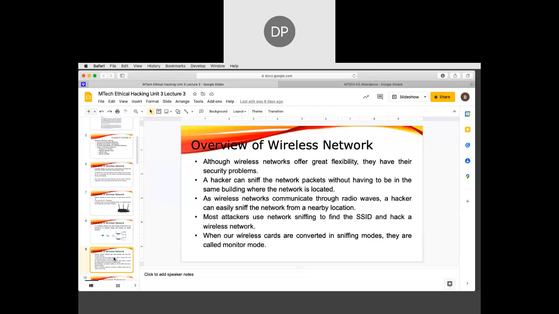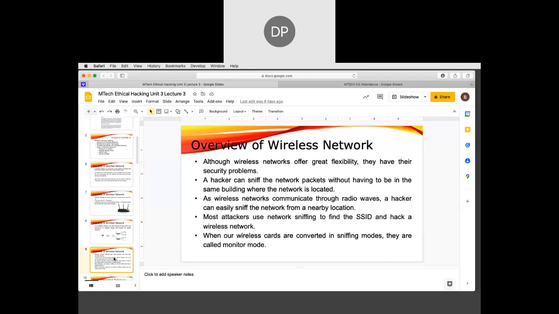So, overview of wireless network. Although wireless networks offer great flexibility, they have their security problems also. So what are the common security problems? First, a hacker can sniff the network packets without having to be in the same building where the network is located.